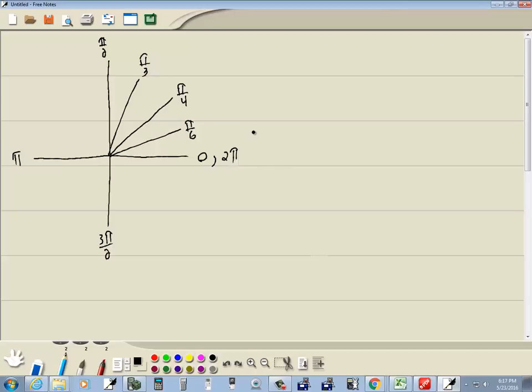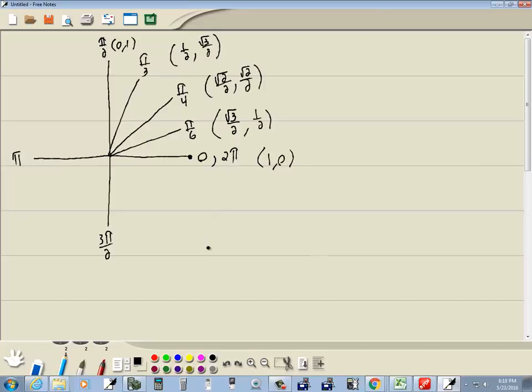Now the points is kind of the hard part to figure out. This point right here would be 1, 0. This one would be 0, 1. Now this is square root of 2 over 2 and square root of 2 over 2. This one is square root of 3 over 2 and 1/2. And this one is 1/2 and square root of 3 over 2.